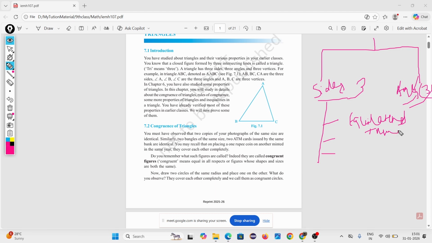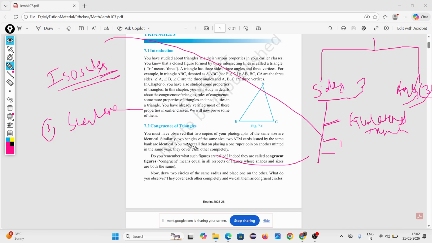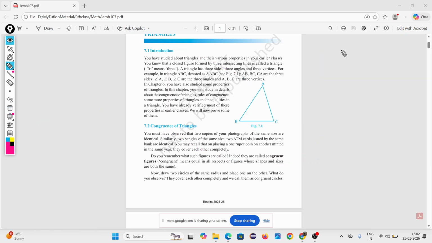Okay. Equilateral triangle. Then isosceles. Look at the spelling: ISOSCELES. This is the isosceles triangle. Then the third one is scalene triangle, SCALENE. On the basis of sides, we have three types of triangle: equilateral triangle, isosceles triangle, and scalene triangle. Then tell me, what do you mean by equilateral triangle?